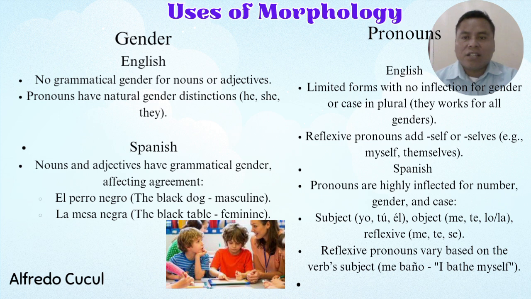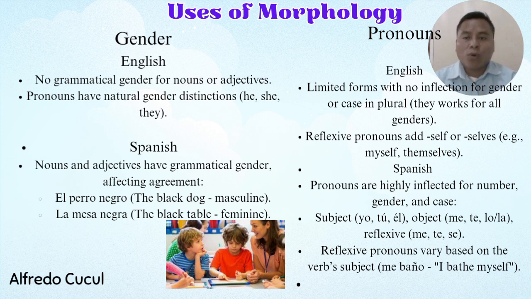And in English, most plurals are formed by adding s or es to nouns, with some irregular forms like child, children. In Spanish, plurals are formed by adding s and es based on the noun endings, such as gato, gatos, or mujer, mujeres. And understanding these differences helps learners apply the correct pluralization rules in each language.